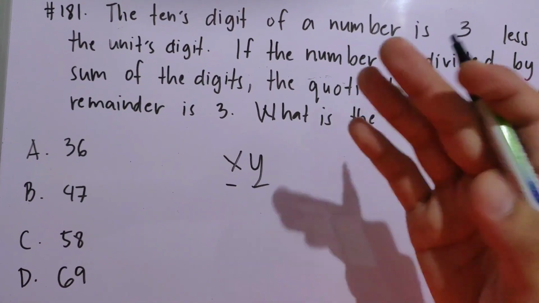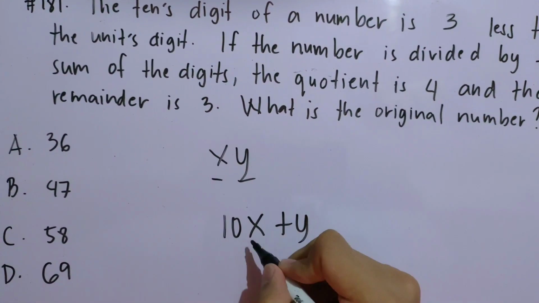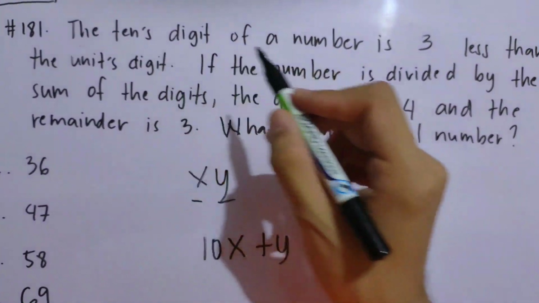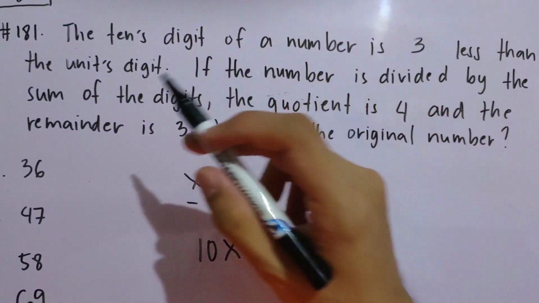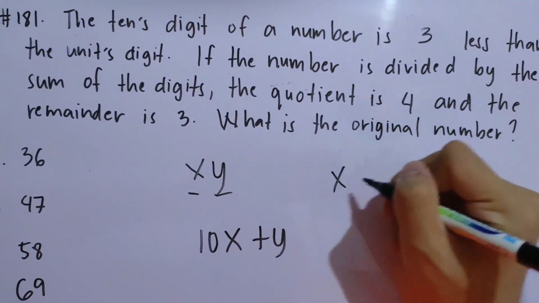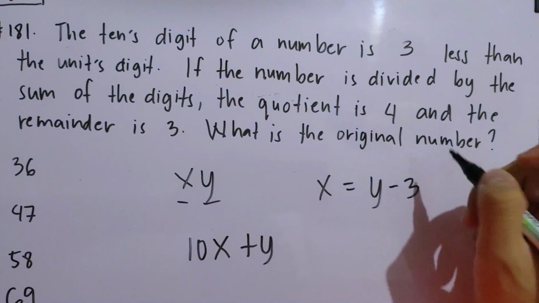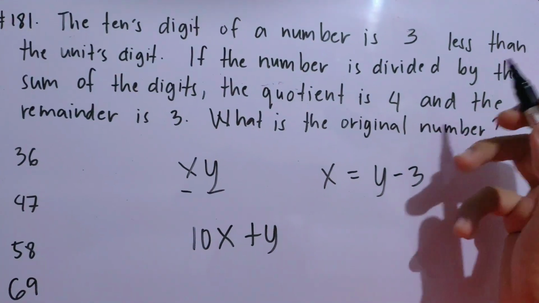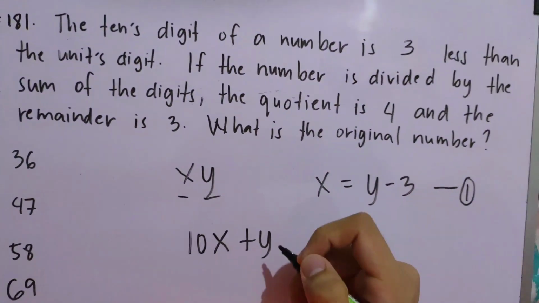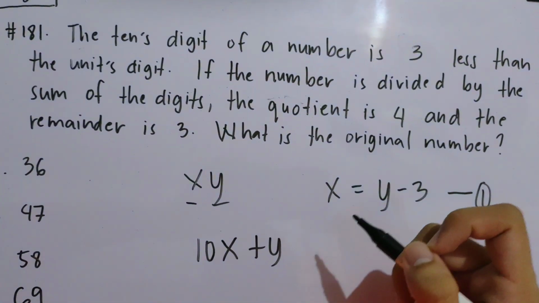So, ang value ng number natin is 10 times x plus y, kasi nga tens digit to, so multiply mo dapat ng 10. Tapos, sabi dito, the tens digit of a number is 3 less than the units digit. So, yung tens digit daw niya, yung x, is equal to y minus 3, kasi mas maliit daw siya ng 3 compared dun sa units digit, which is y. So, meron na tayong isang equation. Kailangan pa natin ng isang equation para ma-solve natin yung value ng x and y.